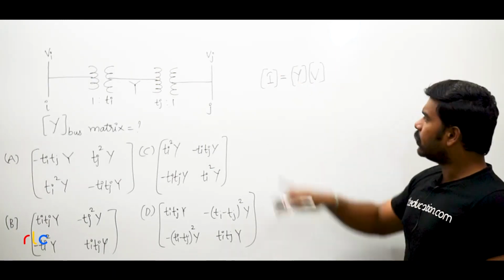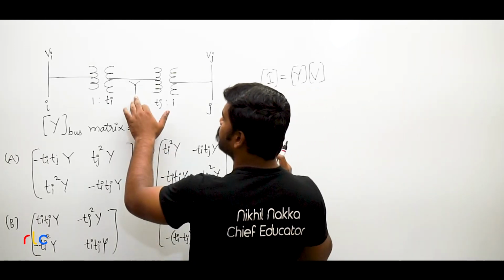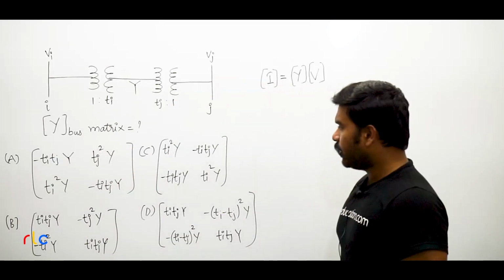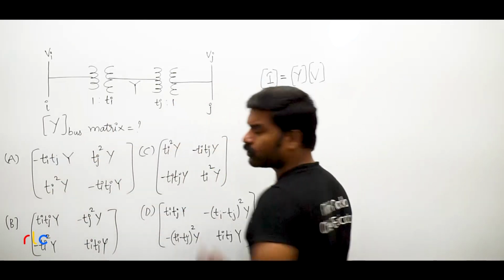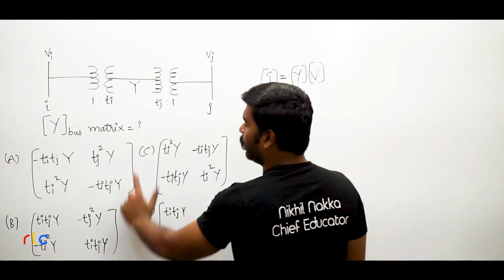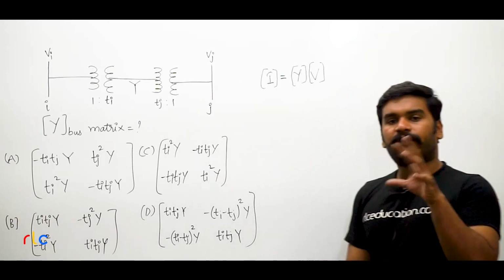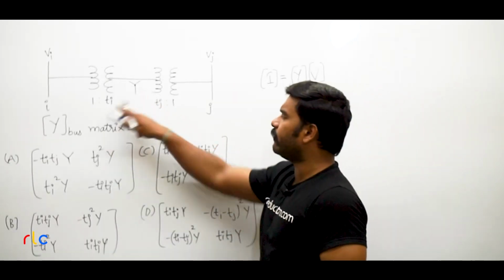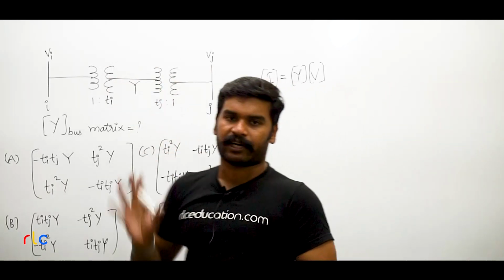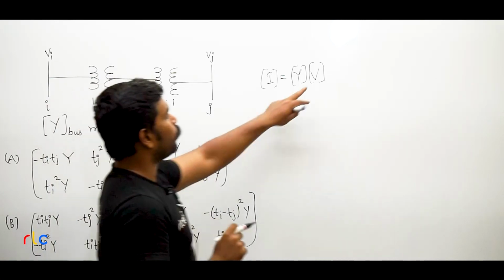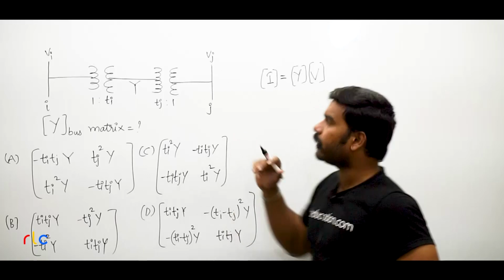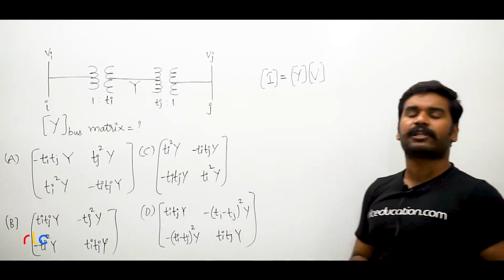Now, what are the currents, what are the voltages, and what is the admittance of this network? The admittance of this network is only one admittance, Y, which exists between these two buses I and J. If you look at the options given, you can find only one term, Y, common in all the elements. So everything is a game of Y combined with T and I. Y is the only primary admittance element present in this entire network. When you talk about voltages, the different voltages you have are VI and VJ. Now what are the currents? There is no information about the currents.